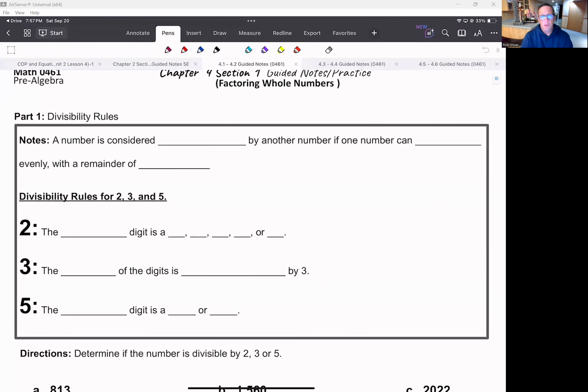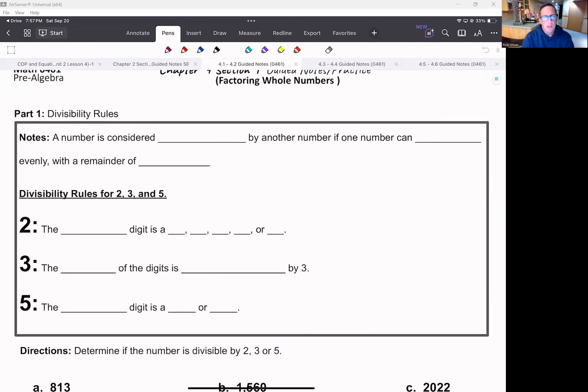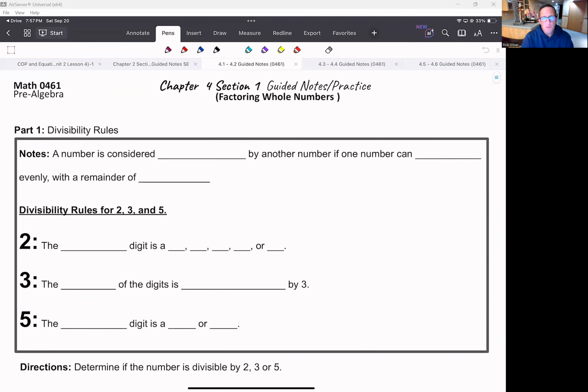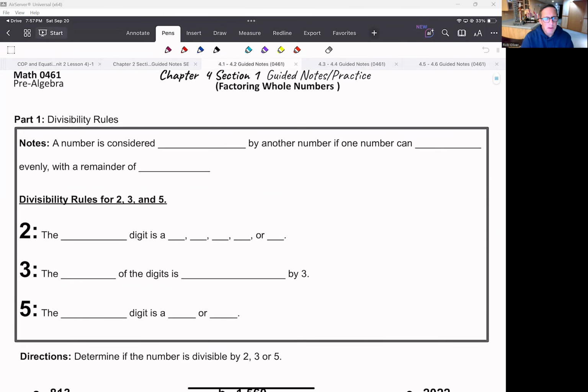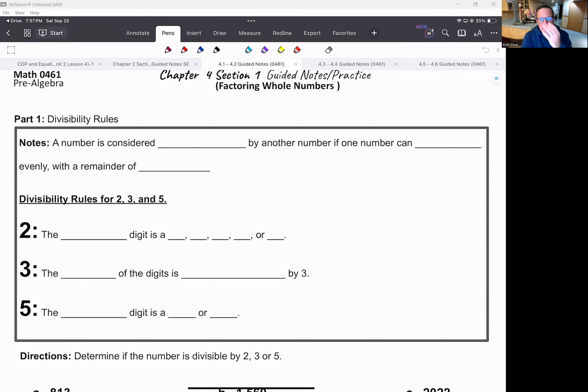Okay, let's go ahead and get started here with chapter 4, section 1. All right, factoring whole numbers. This is what this is about. We're going to talk about, in the first part here, this thing called divisibility rules. Now, these are actually really handy, especially in algebra. There's a lot of factoring.